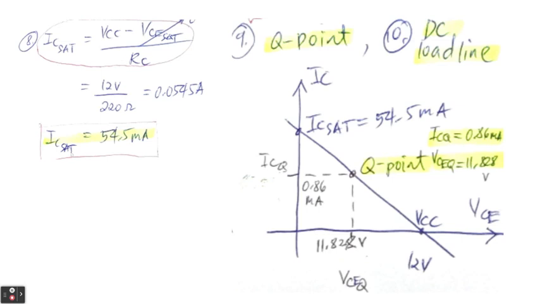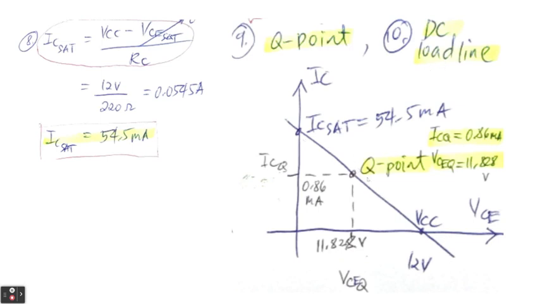Now, after taking the IC saturation, just plot it on the y-axis IC and also plot the 12 volts VCC here. And from this point of IC saturation down to the point of VCC here along the VCE, then you can draw a line, and that will be called your DC load line.